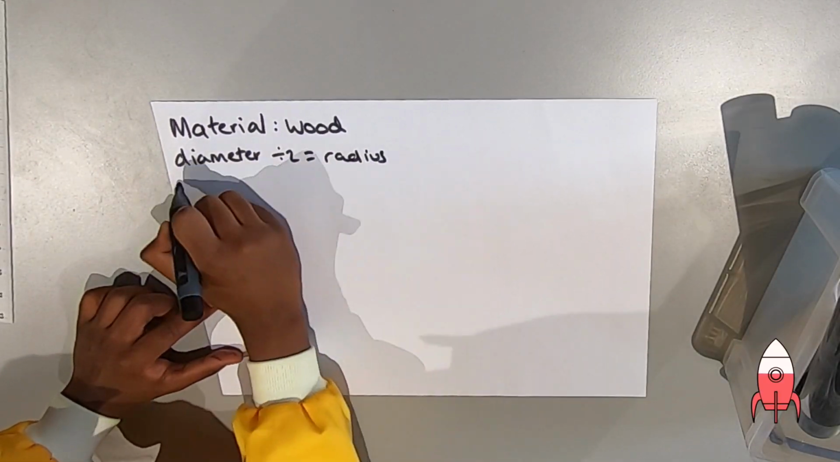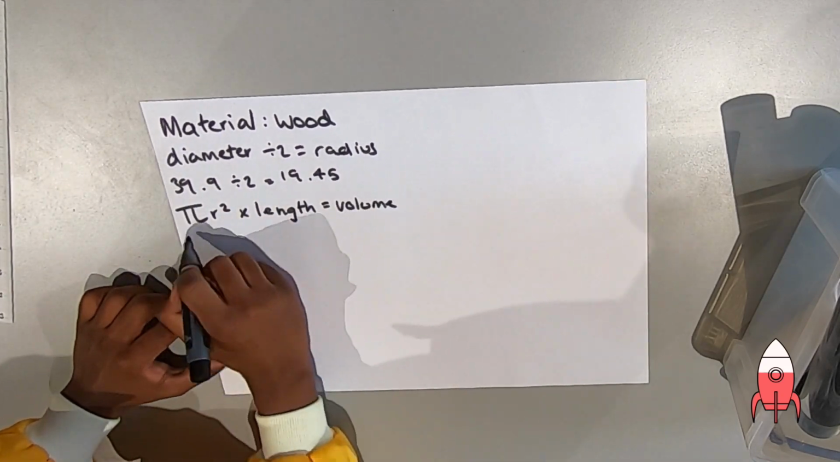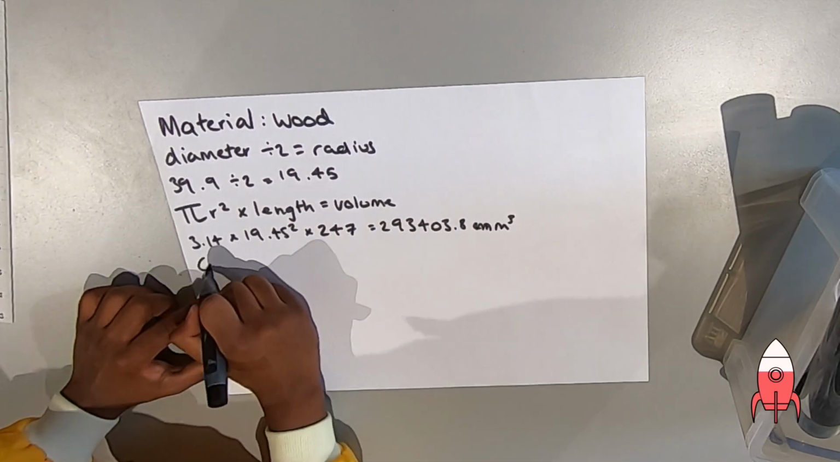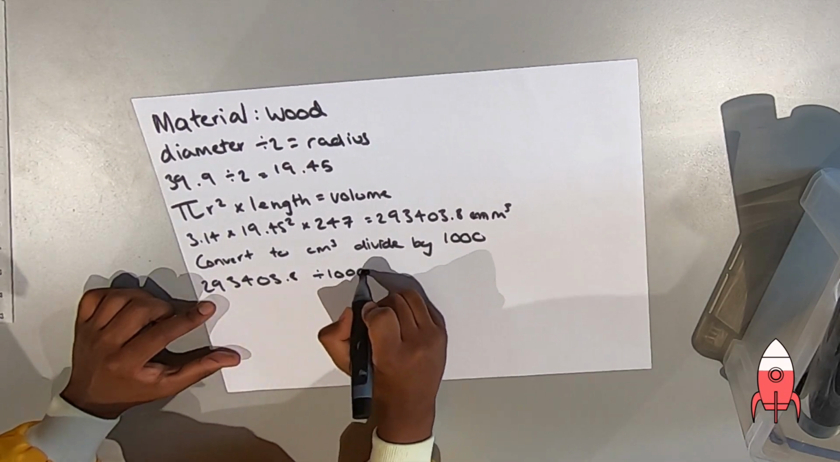Once we have these values, we will use this simple calculation to find our final volume. We can do this by multiplying pi by the radius squared, and then multiplying all of this by the length.